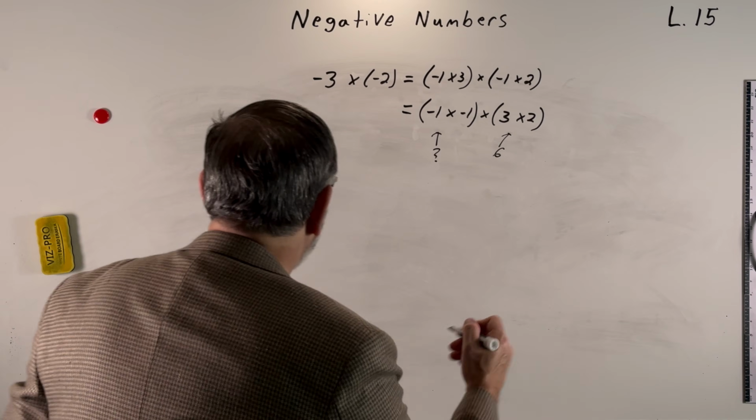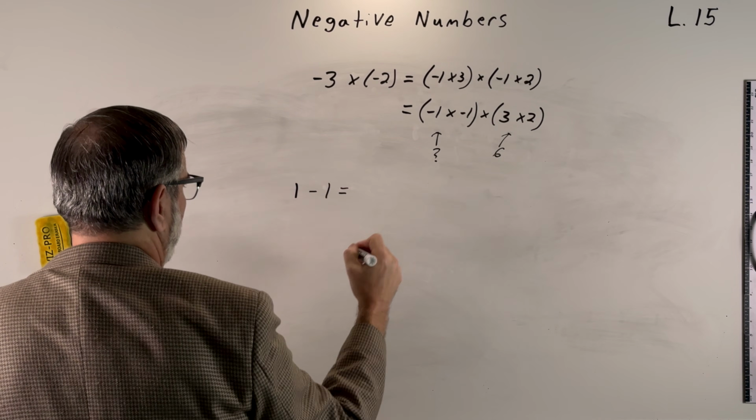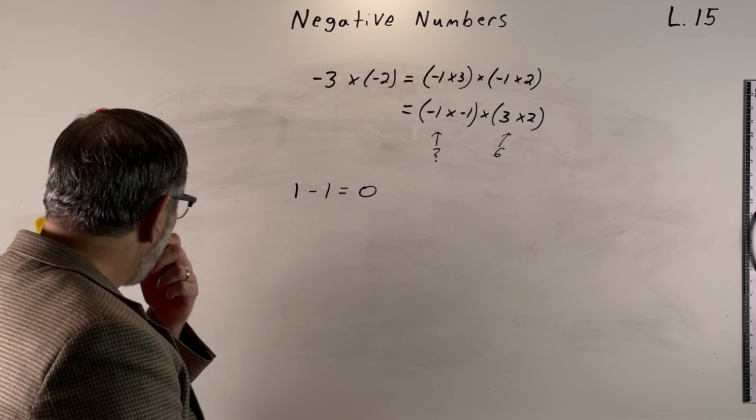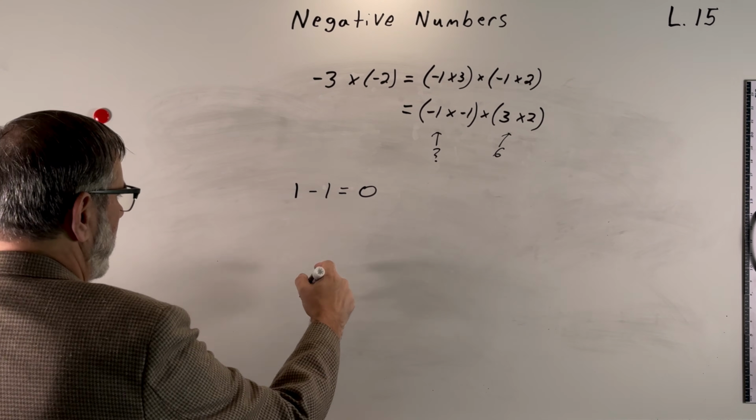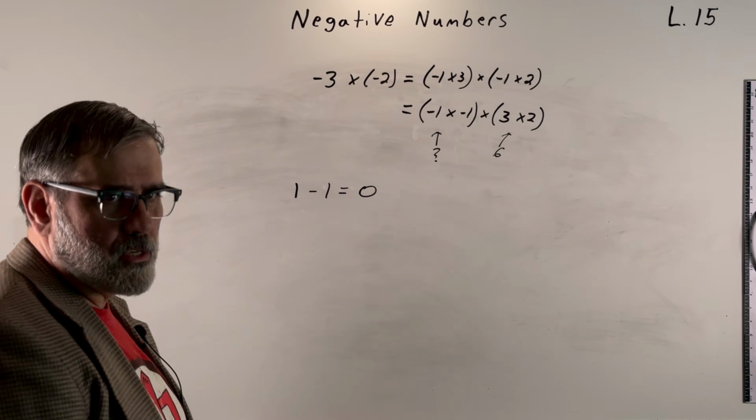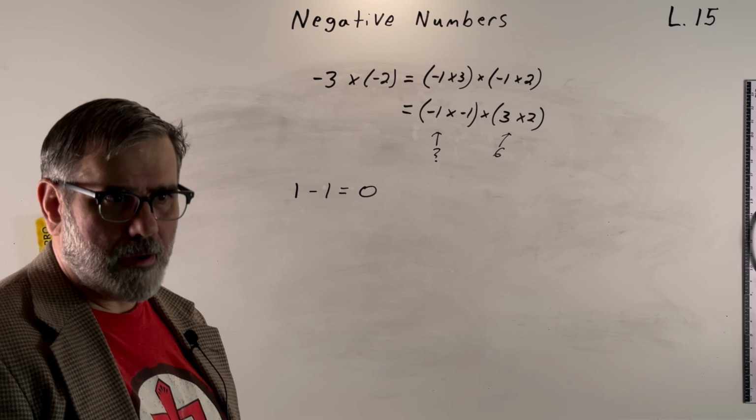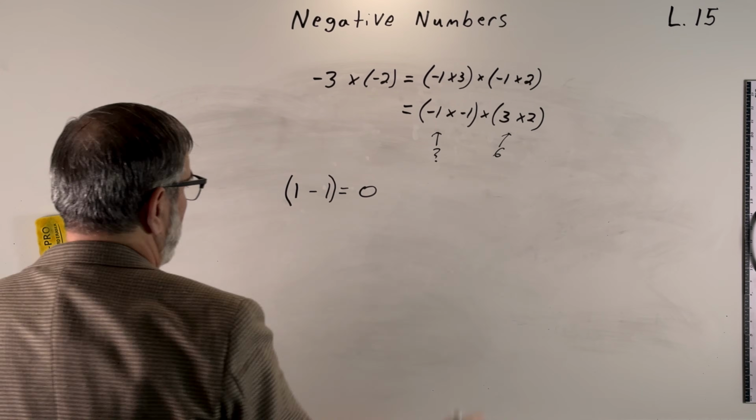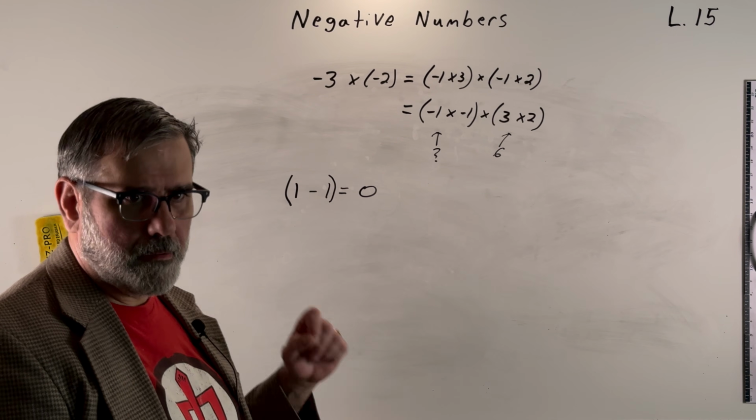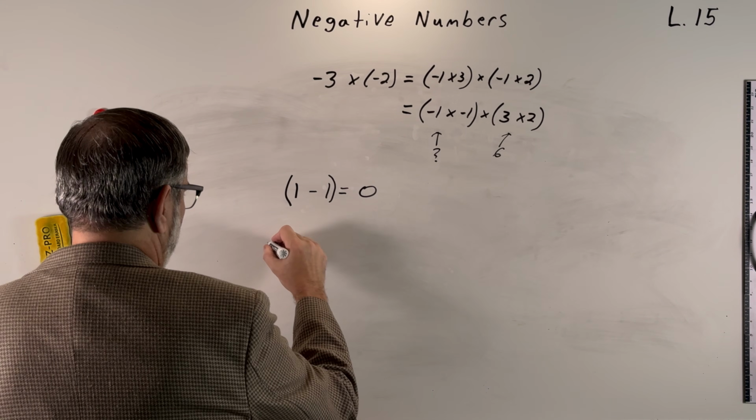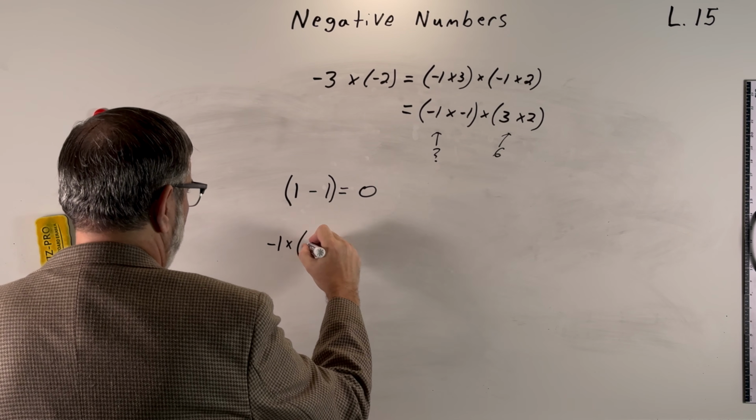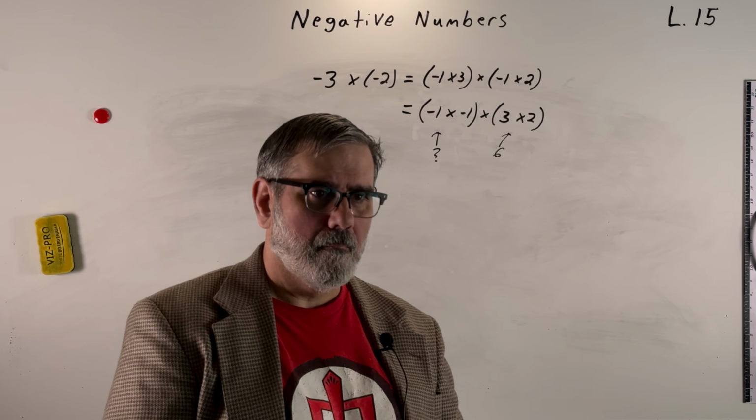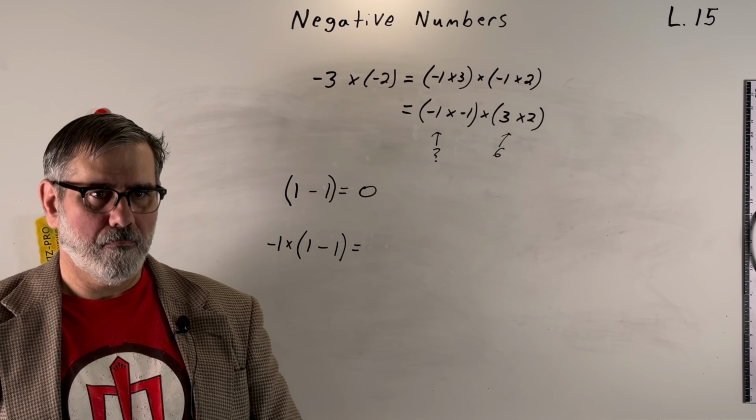So let's find out. 1 minus 1, what's that equal to? 0. Everyone agrees with that, yes? Now, I'd like to multiply both the left and the right side of this equation by a -1. After all, we know how to do that, right? So I'm going to put some parentheses on here because I'm going to multiply this whole thing times minus 1. So I have minus 1 times everything in parentheses. And what is 0 times minus 1? What is anything times 0? 0.